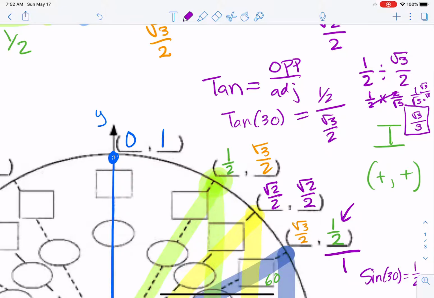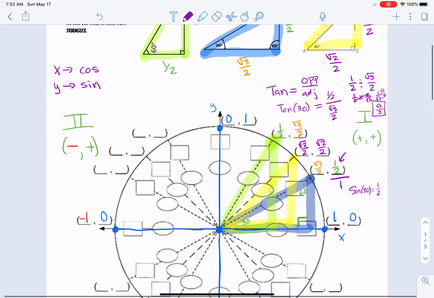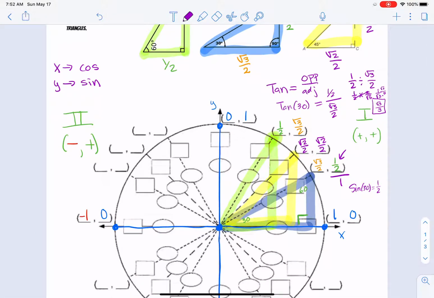So the tangent of 30 takes a little bit more work, but it's just square root 3 over 3 if you wanted the exact value. Now, if you plug square root 3 divided by 3 in your calculator, and then you take the tangent of 30 and plug that into your calculator, those values will be the same.